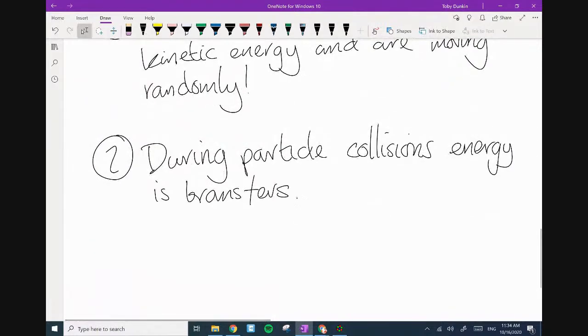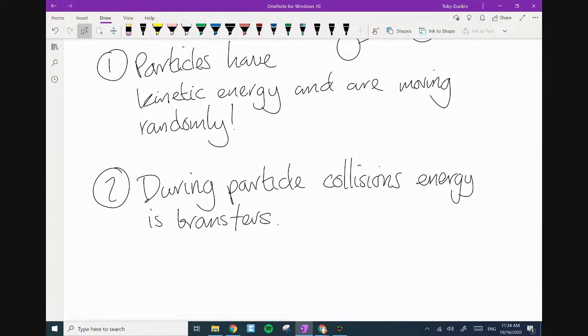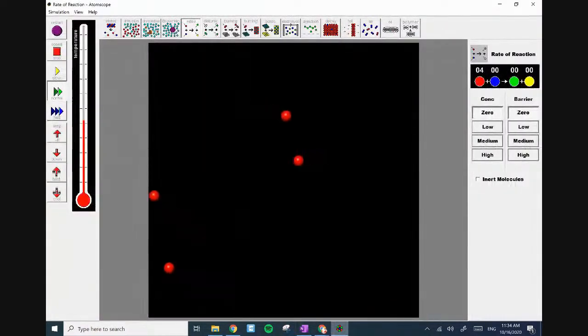Okay. So now we have a basic understanding of what the particles are doing in terms of their behavior. We can now look at this from a chemistry perspective. So in chemistry, what we now need is a reactant. So I can add another reactant. So now I have reds and blues. Now those reds and blues, when I press go, are going to be moving around the screen. They've got kinetic energy, and they're going to move randomly. And we know that they're going to collide.